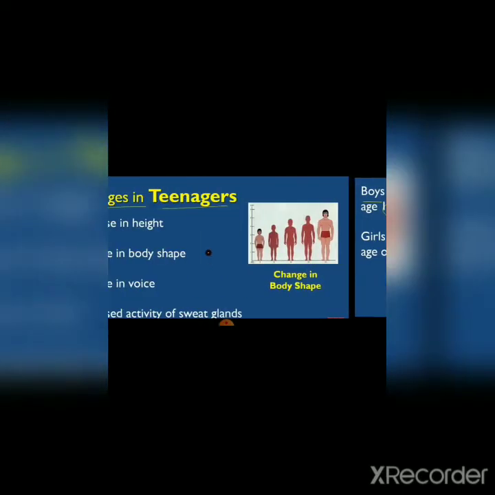Puberty signs appear in girls earlier, generally at the age of 11 years. But if you talk about the boys, they attain the puberty phase at the age of 14 to 15 years. So comparatively, we can say in girls the puberty period will start earlier than boys.